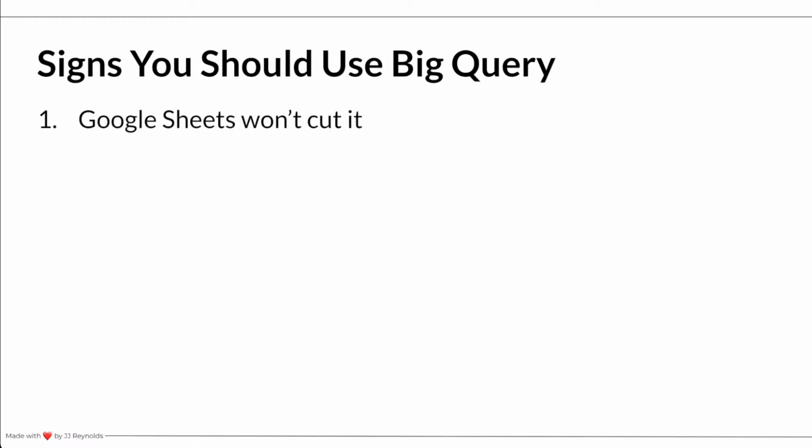So Google Sheets just won't cut it, right? It's either slow or it's just not enough capacity as far as querying. You can use the query function in Google Sheets, but again, you just run out of abilities inside of Google Sheets. Next thing, speed is a problem. If speed is slowing you down, well, BigQuery will solve that problem.